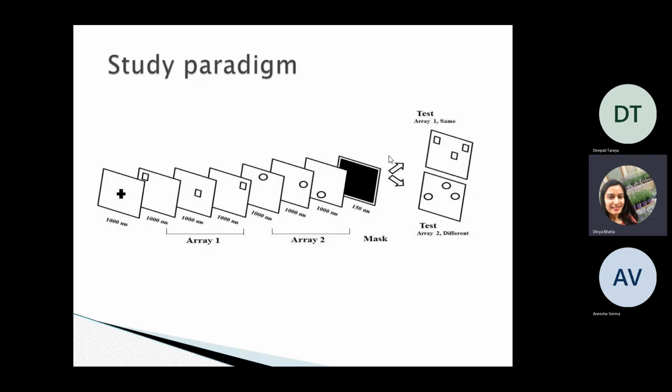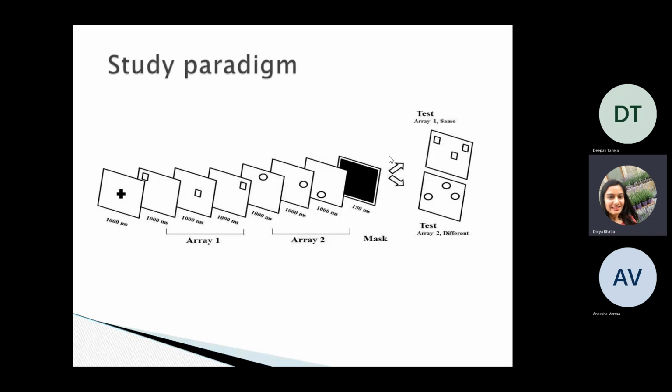Now any one of these arrays will be tested. Participants do not know in advance which array will be tested, so they have to keep in mind all of these locations. In the recognition task, any one of these arrays could be tested, and again, all of this is counterbalanced. Then they are presented with the locations of these objects: if the squares are tested, the locations of the squares, and if the circles are tested, the locations of the circles. These configurations could either be the same or different. So it's a same-different judgment task.